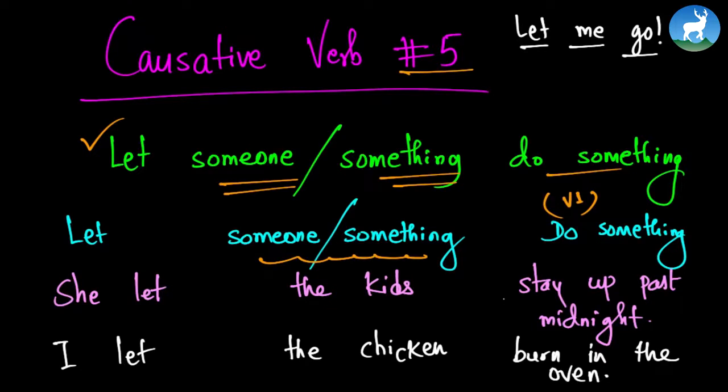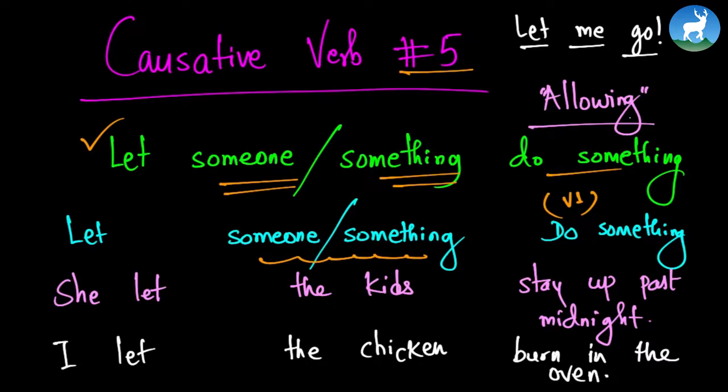So this means that you allow, give permission to someone to do something, or you allow something to happen. So this is all about allowing something to happen. Remember, causative number 4 was about making someone do something. Causative number 3 was persuading, like get someone to do something. Causative number 5 is all about allowing someone.